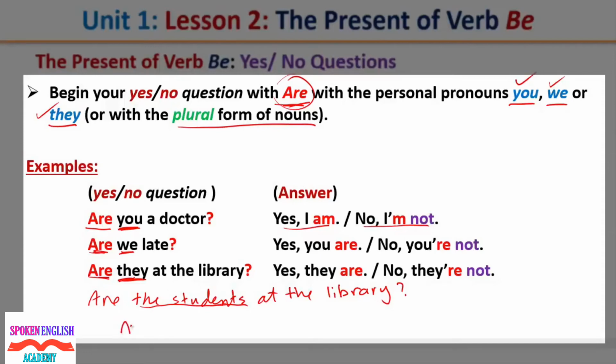So again, we start the yes no question with any form of verb be. So we can say am, or is, or are. Then we need the subject, the pronoun. For example, it could be I, or he, or she, etc. Then we complete our question. At the end we use a question mark.